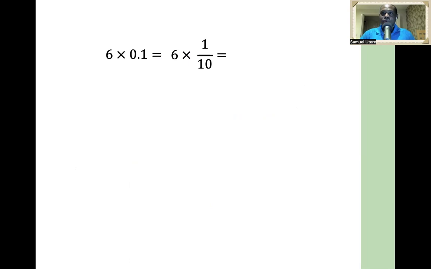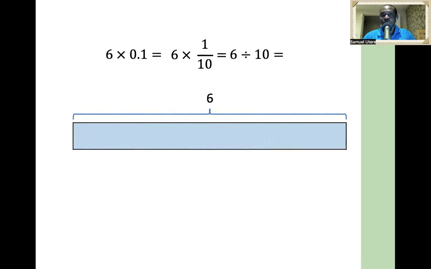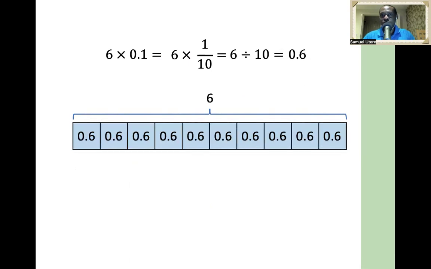Now, another way of thinking about it is to know that 0.1 is a tenth. A tenth is 1 divided by 10. So we could write this calculation like this. And remember, from our initial retrieval practice question, this can also be written like this. It is 6 over 10, which is 6 divided by 10. We could also use a bar model to represent this to say, well, if we were to divide 6 into 10 equal parts, of course, each part will be 0.6.